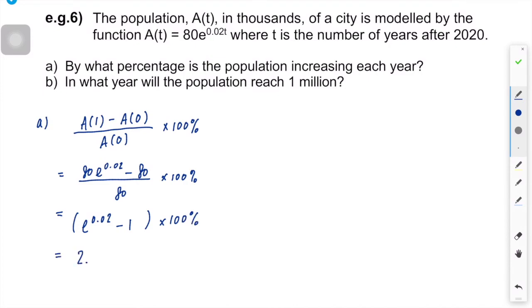This gives you 2.02%. Is this a coincidence that you have an exponent for e that is 0.02, so roughly 2%? Go figure.